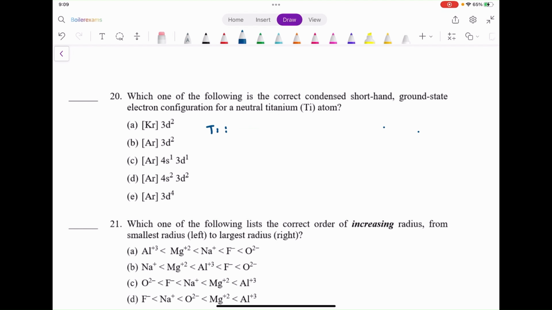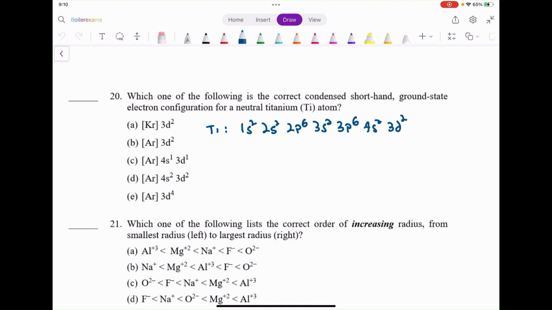The full configuration. So once you find it, it's in the fourth row, fourth column, and when we write this, it's going to be 1s2, 2s2, 2p6, 3s2, 3p6, 4s2, 3d2. Because it's the second element in that 3d column, or the 3d row.